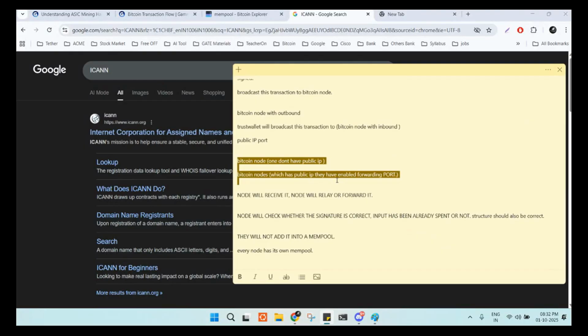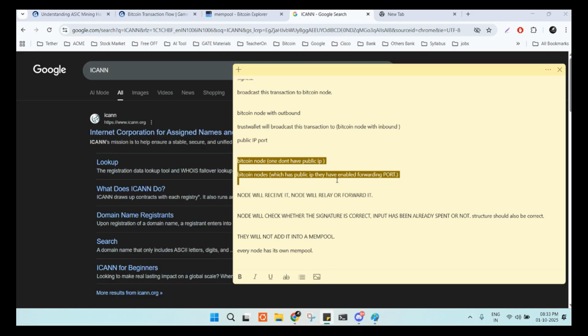Okay, so this is the first type of Bitcoin node, one which doesn't have a public IP. If they don't have a public IP, they don't have a port either, right? And a port is an endpoint, so it is used for some services, right? So if my port is not enabled, then my service will not be running, right? Correct.